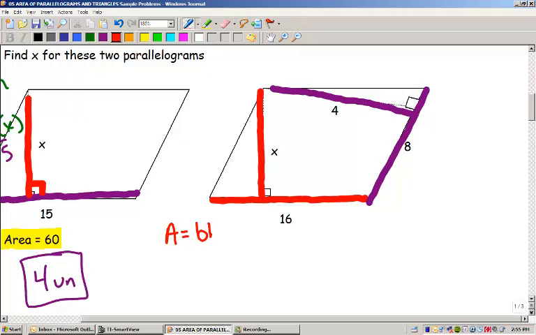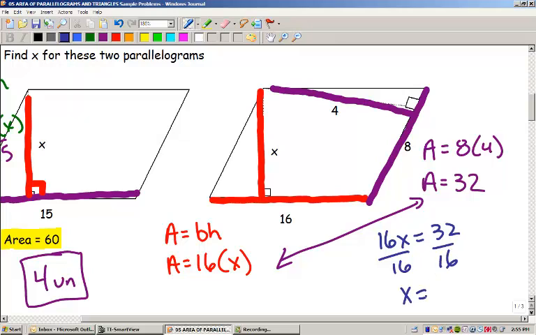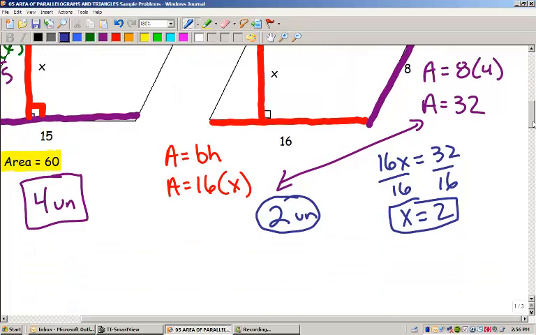So if I was to use the red base times height, the area would be 16 times x. And then if I did the purple ones, I would have area is equal to 8 times 4, which is 32. Now, they're the areas of the same parallelogram, so what we can do is take these two things and set them equal to each other. So I can take my 16x and set it equal to 32. Divide by 16, and in this case, x turns out to be 2. So my answer would be 2 units. And that's a good, interesting question to take a look at for the parallelogram.